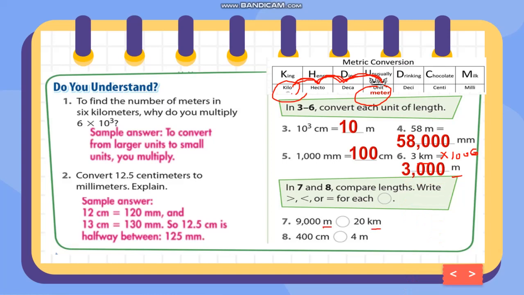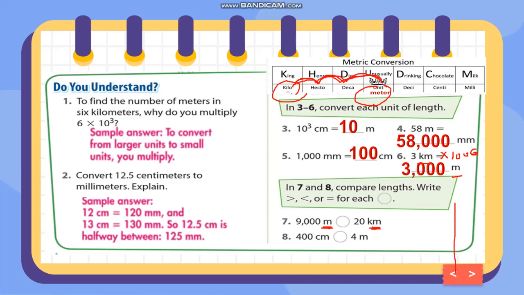Now, in number 7 and number 8, you're going to compare the lengths. Then you're going to write greater than, less than, or equal for each circle. So here we have 9,000 meter and 20 kilometer. As you can see, the units are not the same. So in order to compare that one, your first step is you need to make it the same. It's up to you if you're going to make it both meter or both kilometer. I will show you the two ways.